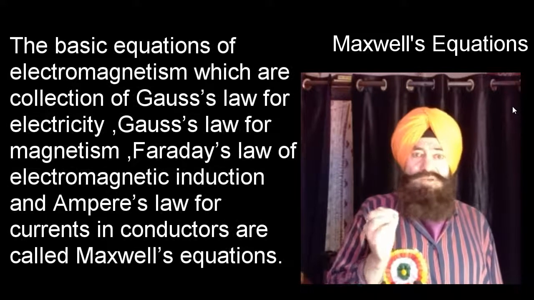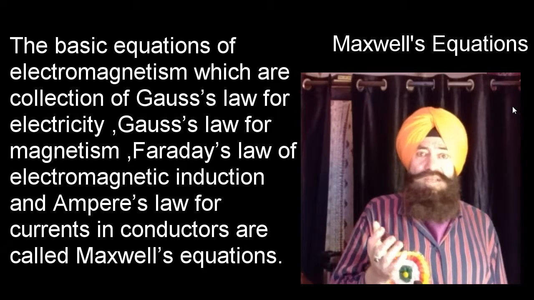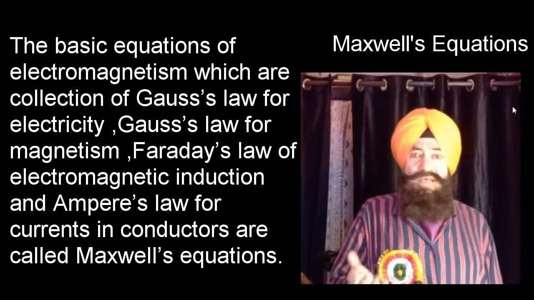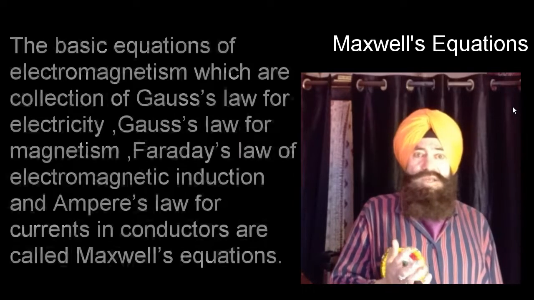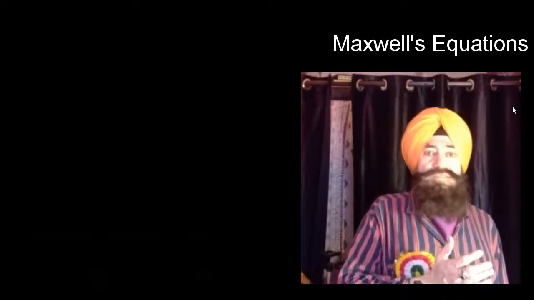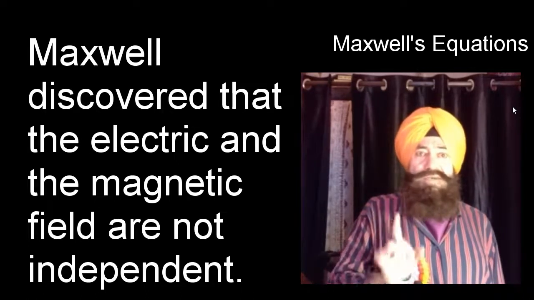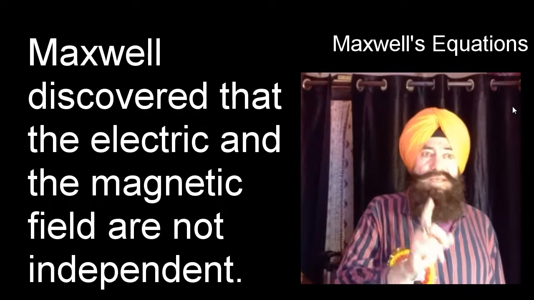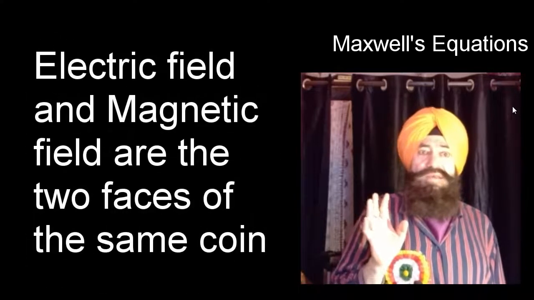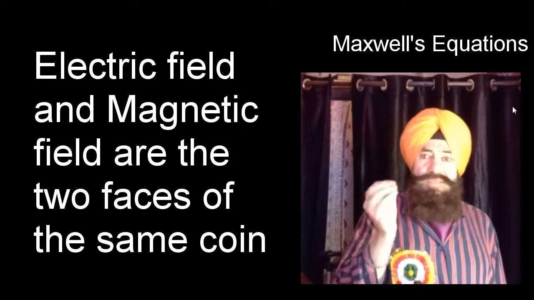The basic equations of electromagnetism, which are the collection of the Gauss law for electricity, Gauss law for magnetism, Faraday's law of electromagnetic induction, and Ampere's law for currents in a conductor, are called Maxwell equations. Okay. But one thing you keep in mind, Maxwell discovered that electric and magnetic fields are not independent. Okay? That is, electric and magnetic fields are the two faces of the same coin.